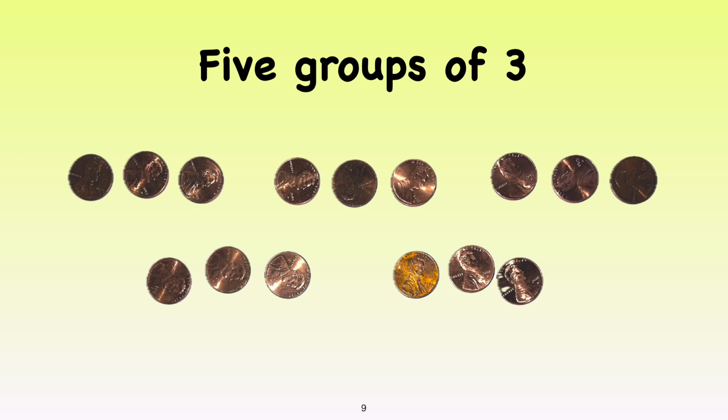Here is another way. We just keep subtracting 3 from the group. I pull out 3 pennies and pull out another 3 pennies and pull out another 3 pennies until I have 5 groups of 3.